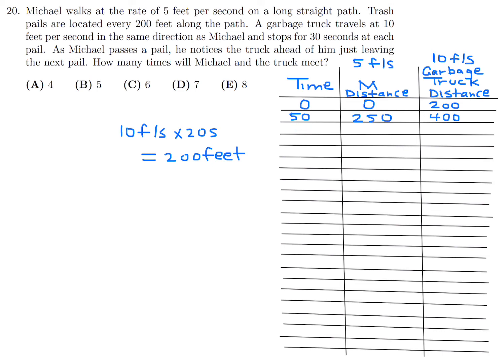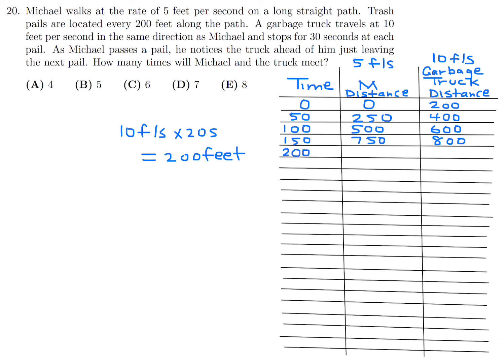The next 50 seconds, but I want a cumulative time here. So 100, right? Another 50 seconds, but cumulatively it's 100 seconds that have passed since time 0. Michael is now at 500, but the garbage truck is now at 600. For the exact same reason as discussed before. Now another 50 seconds go by. Michael's now at 750. Truck is at 800.